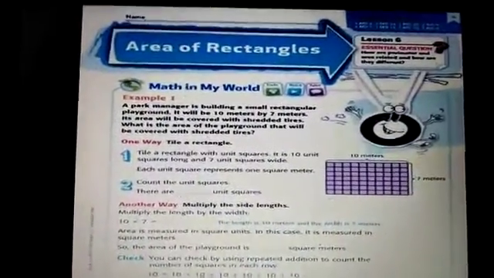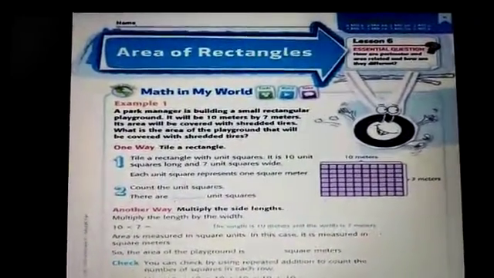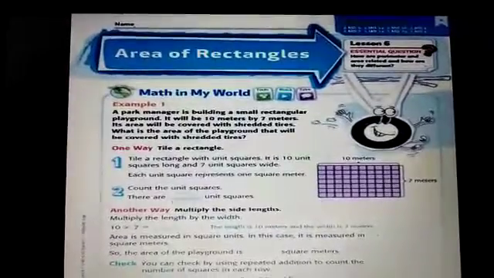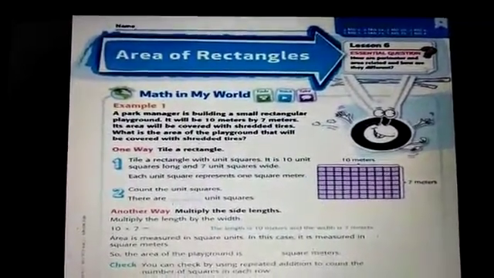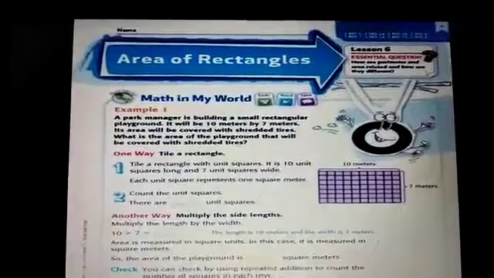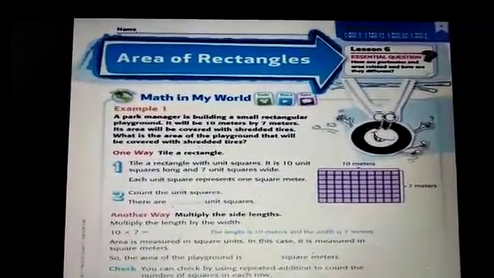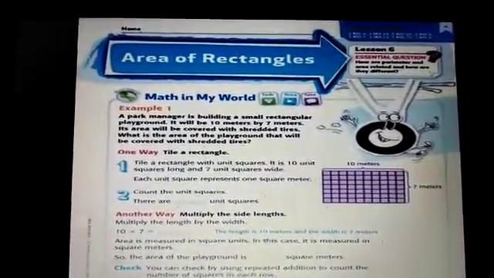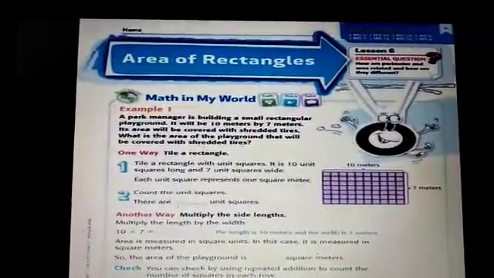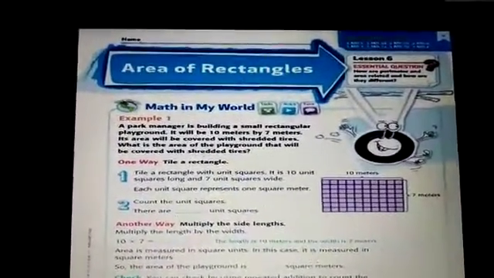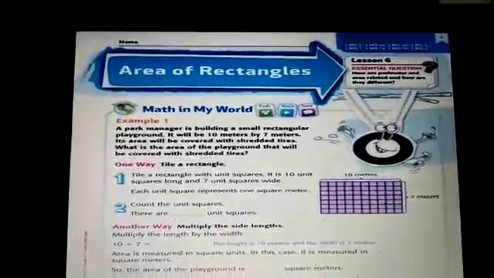Bismillahirrahmanirrahim. Example number 1. A park manager is building a small rectangular playground. This rectangular playground will be 10 meters by 7 meters. Length and width, 10 and 7. Its area will be covered with shredded tires. What is the area of the playground?